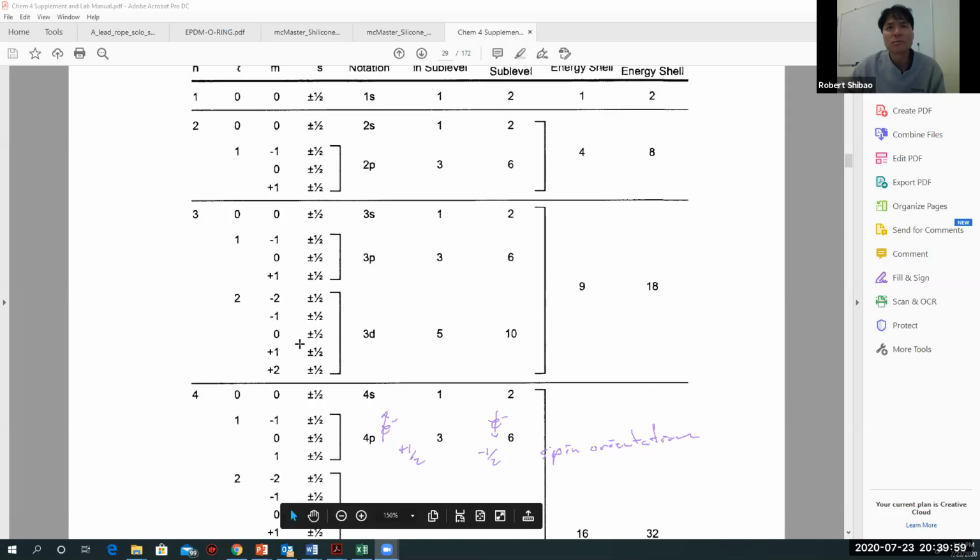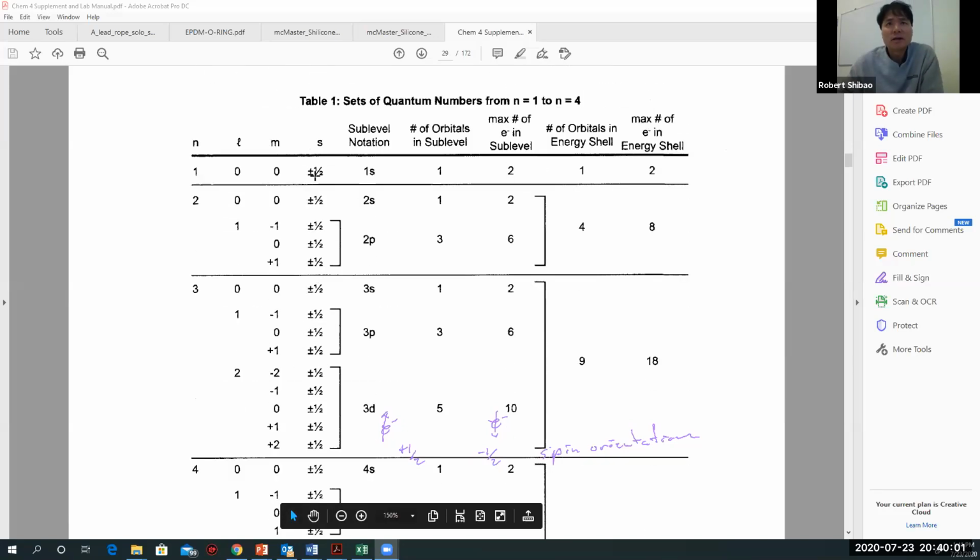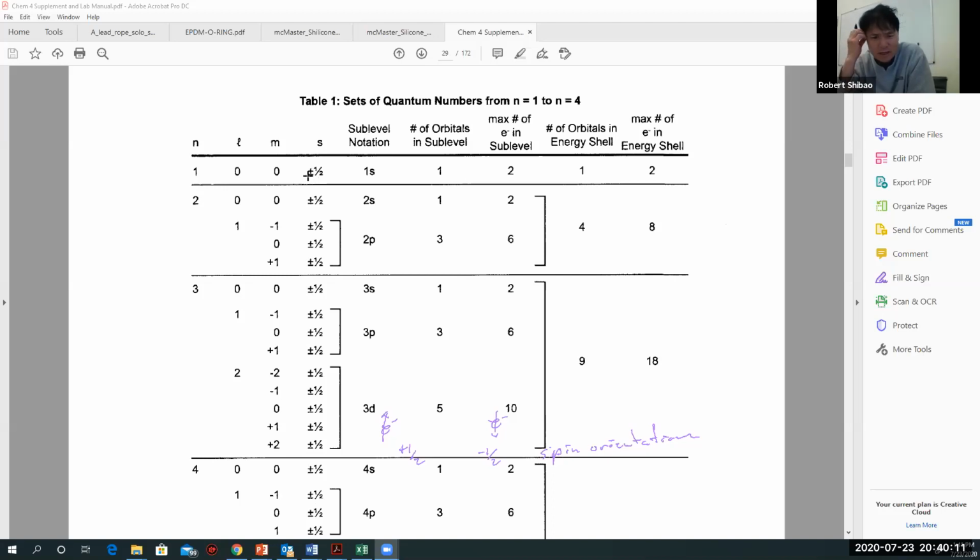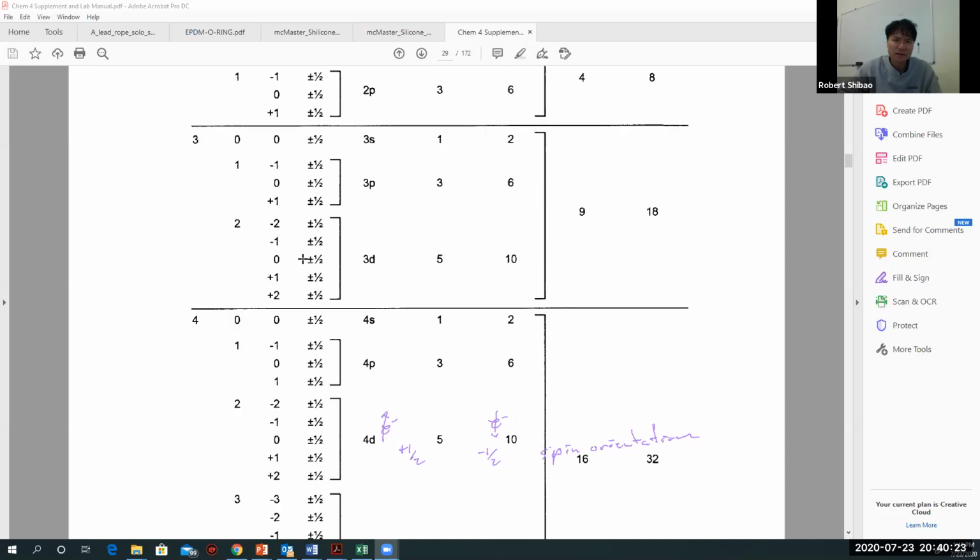Now the Pauli exclusion principle says that we put an electron in there and its spin is either going to be plus 1/2 or minus 1/2. So this orbital can hold 2 electrons, one at plus 1/2, the other minus 1/2. The Pauli exclusion principle says that no 2 electrons in the same atom can have the same set of 4 quantum numbers. The first 3 define the orbital, and the last one defines if it's spin up or spin down. The rest of this table, ignore.